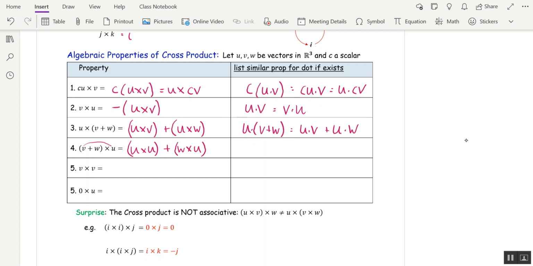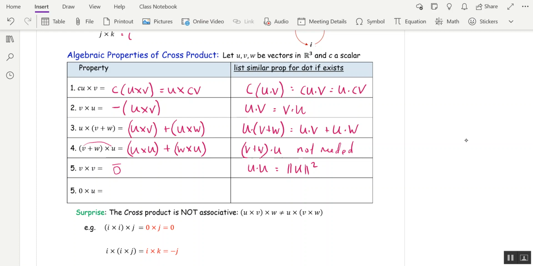Now, for dot, I didn't have a separate property for v plus w dotting with u on this side because it's not needed, because dot is commutative. So that's why we had no separate property there. V cross v, we saw above, when we cross a vector with itself, we get the 0 vector. What's u dot u? Well, it's certainly not 0. U dot u is the length of u squared.